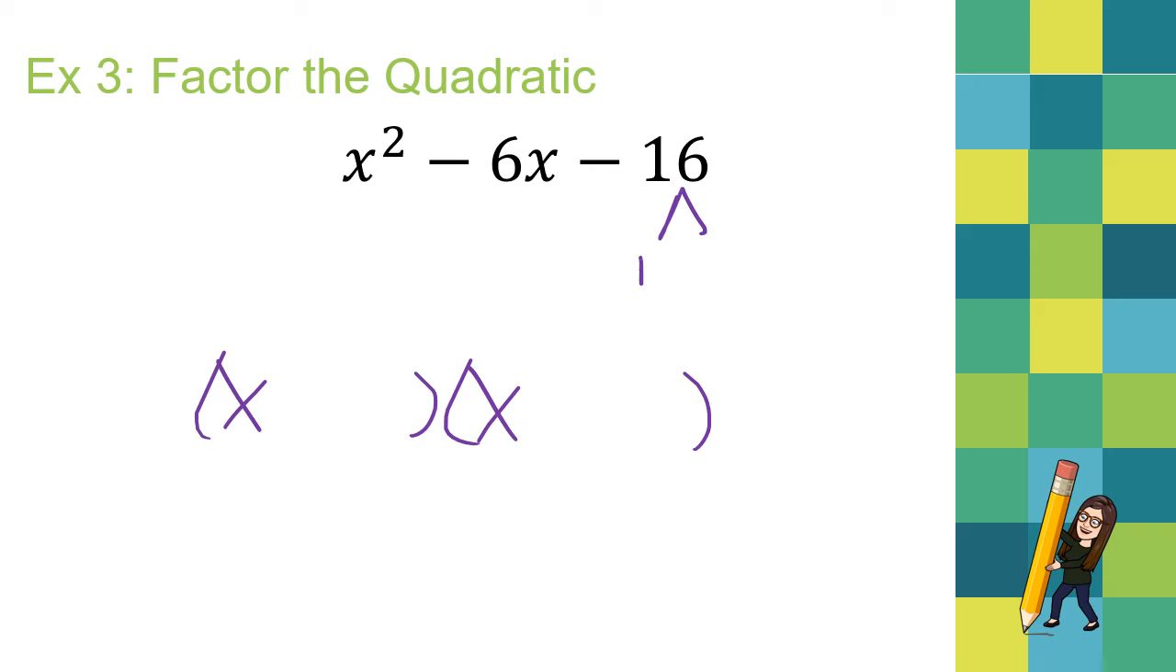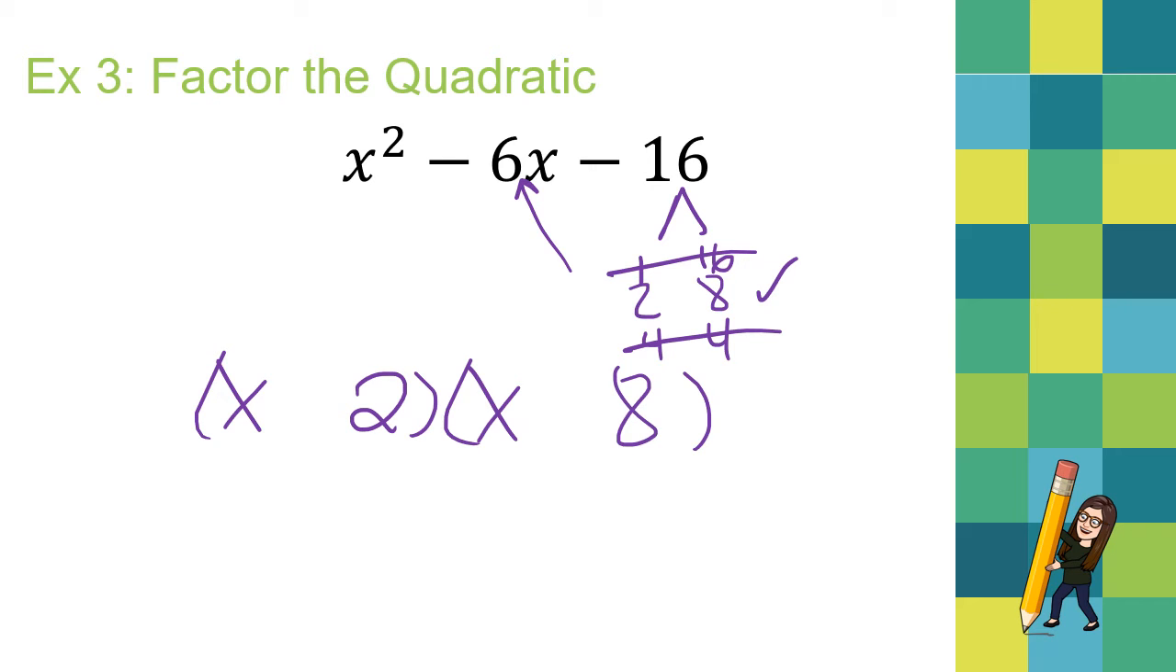Let's talk about the factors. 1 and 16, 2 and 8, and 4 and 4. Which of those can get me to 6? Not 1 and 16, not 4 and 4, but 2 and 8 work. So let's jot those down. Now here's where I have to play the sign game.